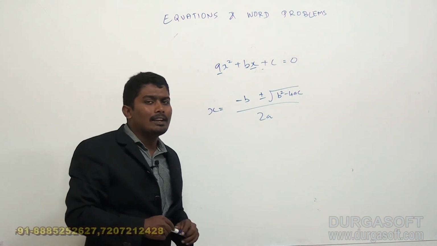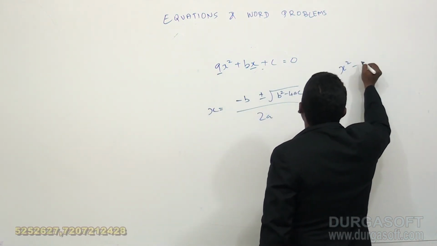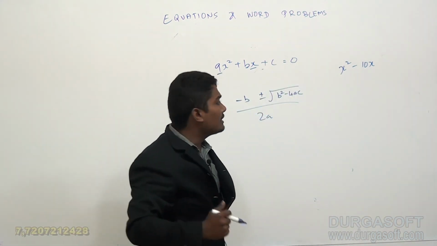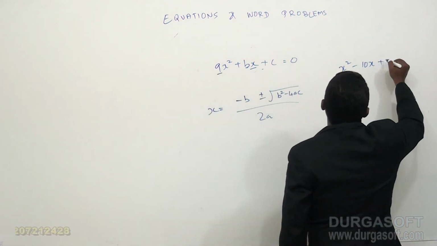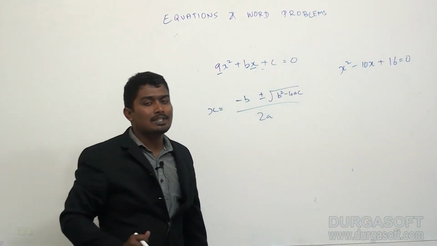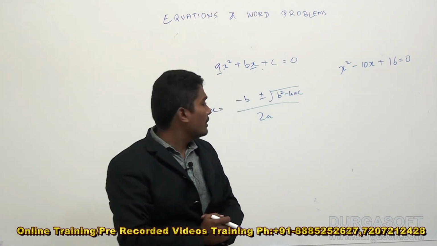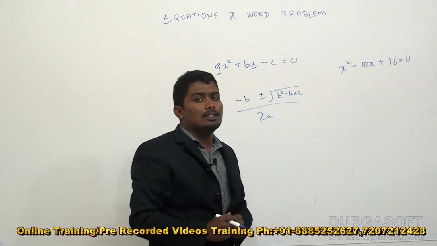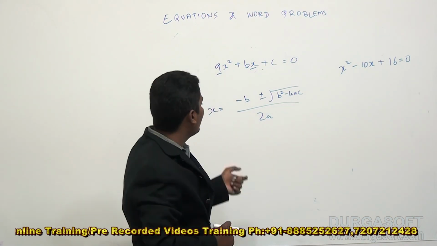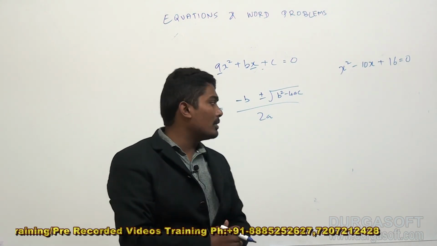Now we will take an example like x square minus 10x plus 16 is equal to 0. What are the values of x? We will try to find out. We can find it using two methods. One is the normal simplification method, the other is the formula method. First we will find the answer using the formula method.